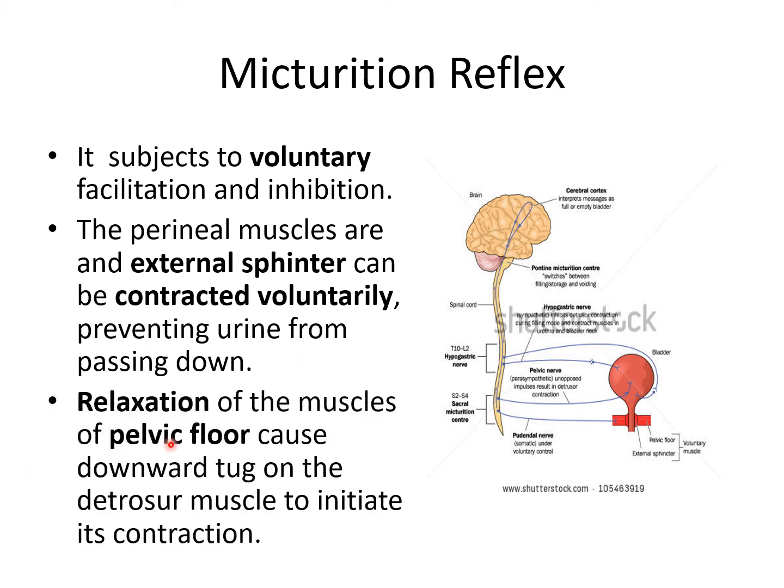On the other hand, we can voluntarily relax the muscle of the pelvic floor. On relaxation of the pelvic floor and by voluntarily increasing the intra-abdominal pressure, there is a downward tug on the detrusor muscle, which also helps to initiate its contraction, or micturition. Okay, so micturition is a spinal reflex which is heavily influenced by higher centers like pons, midbrain and cortex.